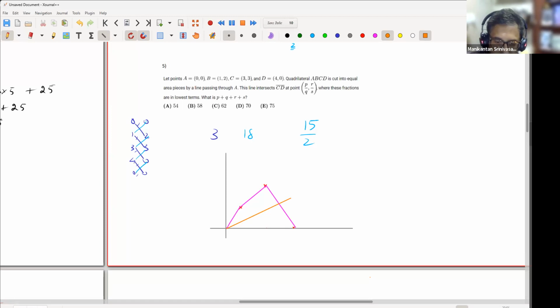And after that, all this extra jazz that he does, right? So that people are not able to guess. He finds P plus Q plus R plus S, all the usual drama.